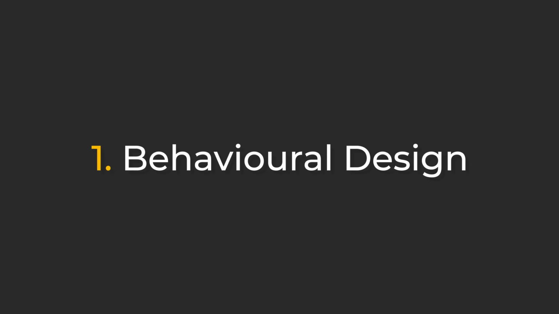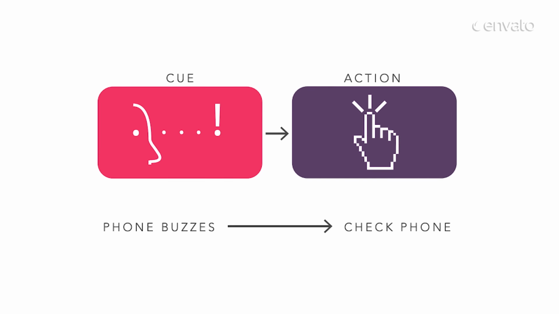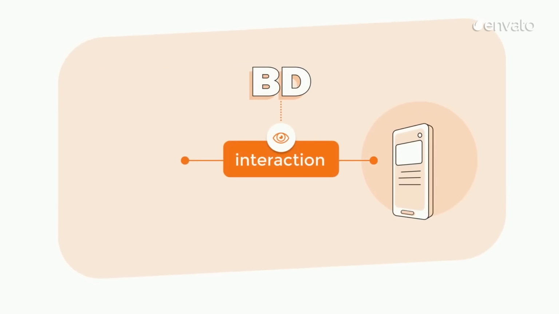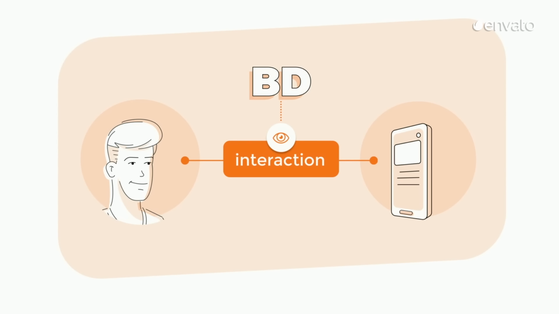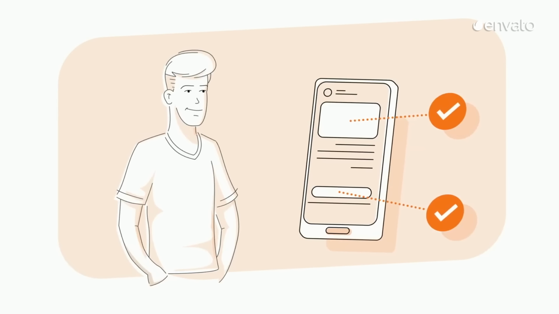Let's get into it. First up, behavioural design, a subcategory of design that's all about how visual cues can shape user behaviour. This trend combines design thinking with science and enables designers to understand how people think so they can more effectively influence how they behave.